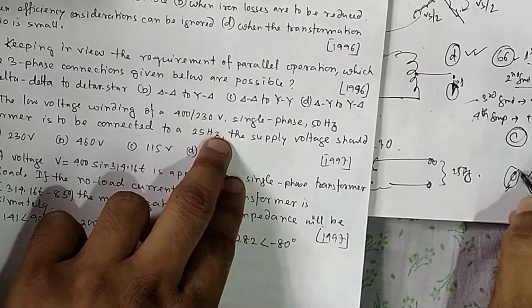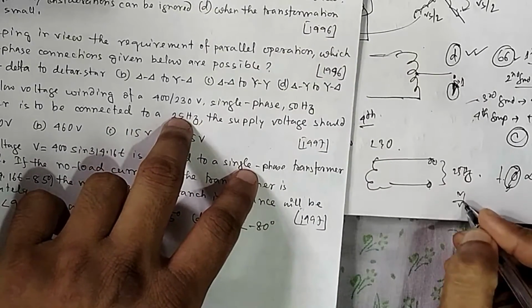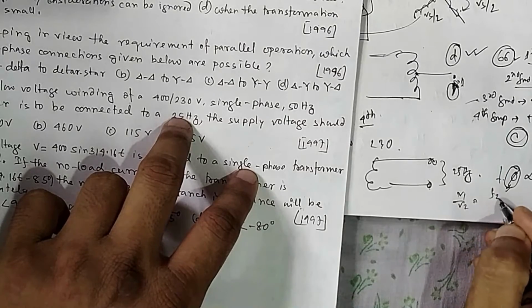A transformer is always a constant flux machine. This has to be maintained at constant flux, so this ratio has to be maintained. So V1 by V2 should be equal to F2 by F1.